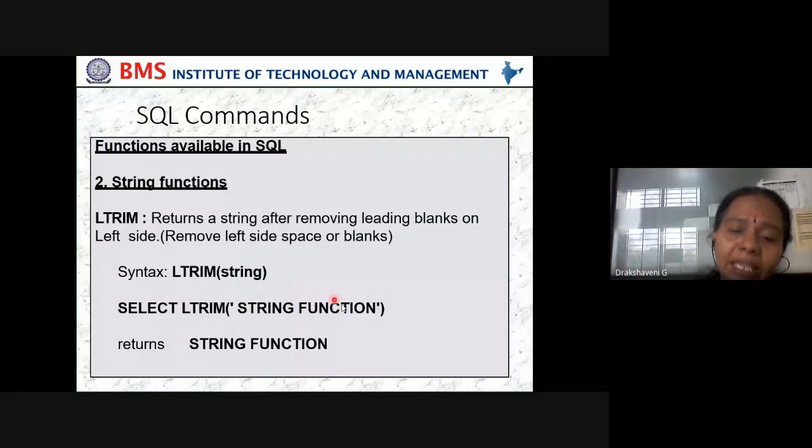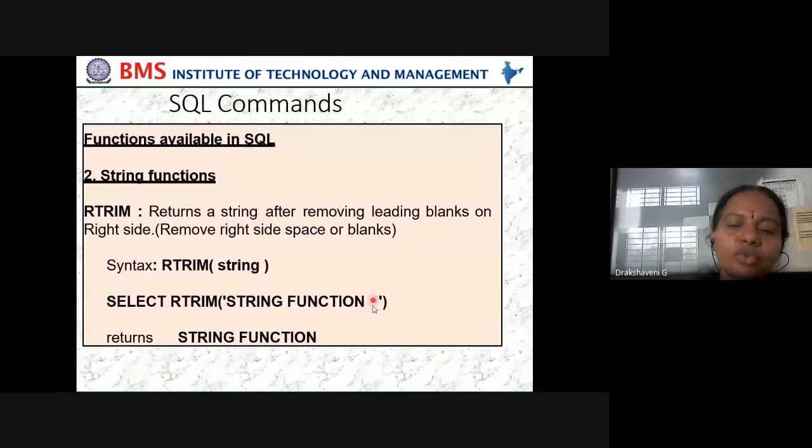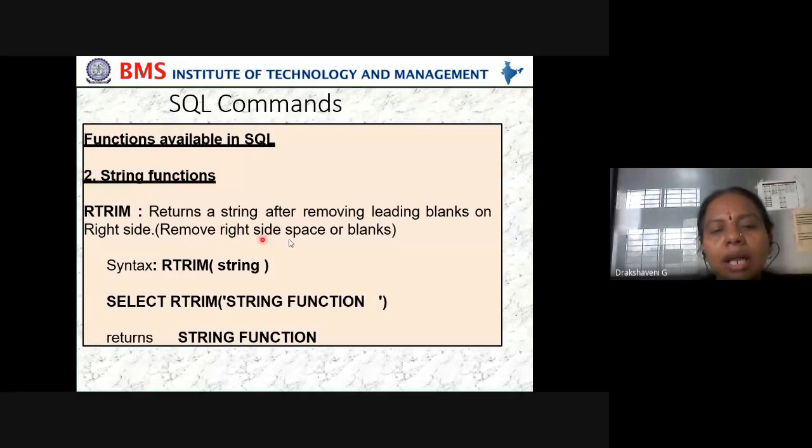In the same way, in case I have a space at the end, then what do we have to do? RTRIM returns a string after removing trailing blanks on the right side. So it will remove a right-side space or blank. So SELECT RTRIM. Here there is a space that will be removed. This is what is called a string function.